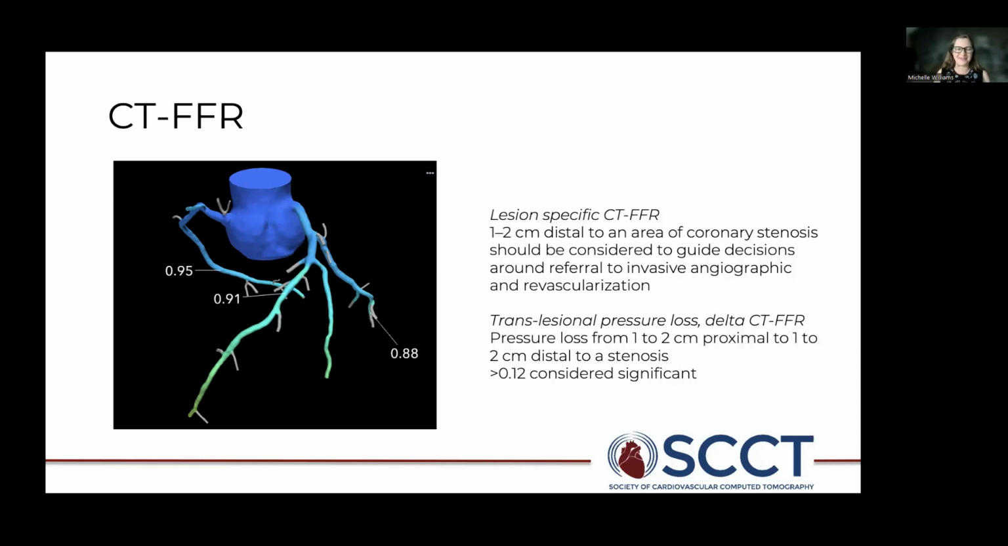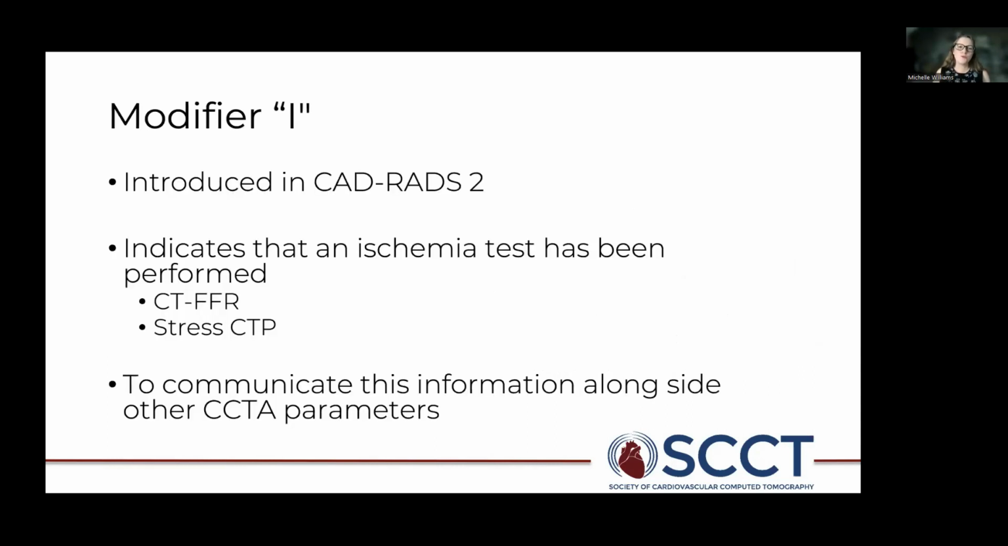Next slide, please. So putting that all together into the I modifier, it's introduced in CAD-RADS 2, as we've said already, and it indicates that an ischemia test has been performed, and that's either CT-FFR or stress CT perfusion. And the idea of this is to communicate this information alongside all those other CT parameters. So alongside stenosis, alongside plaque, a comment on that these tests have been performed and what they find.